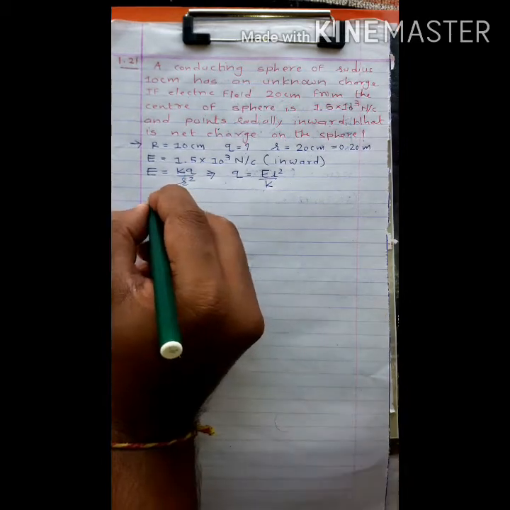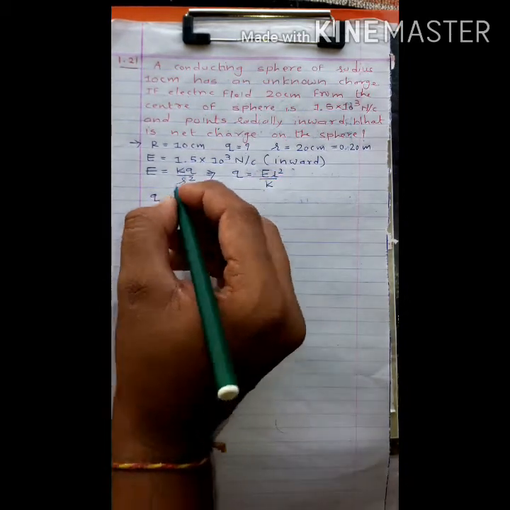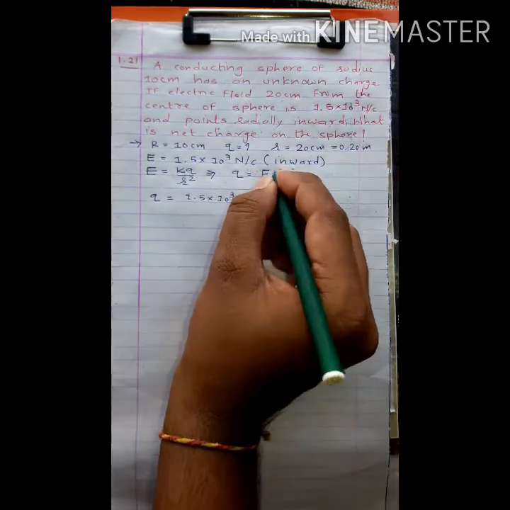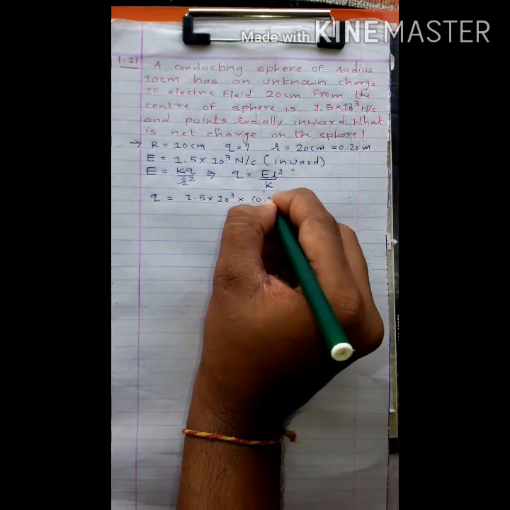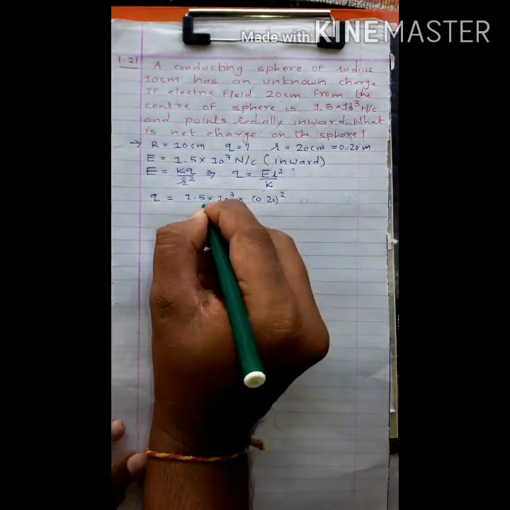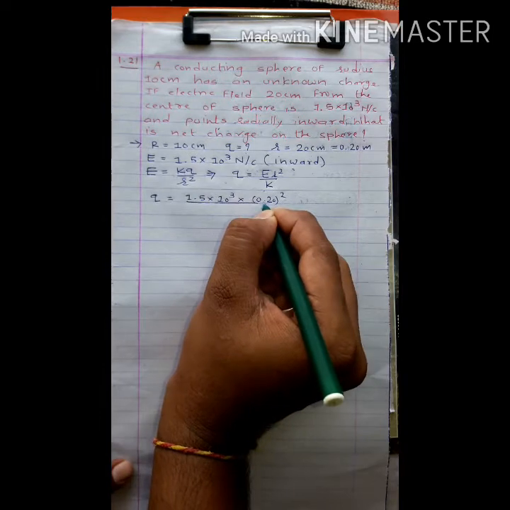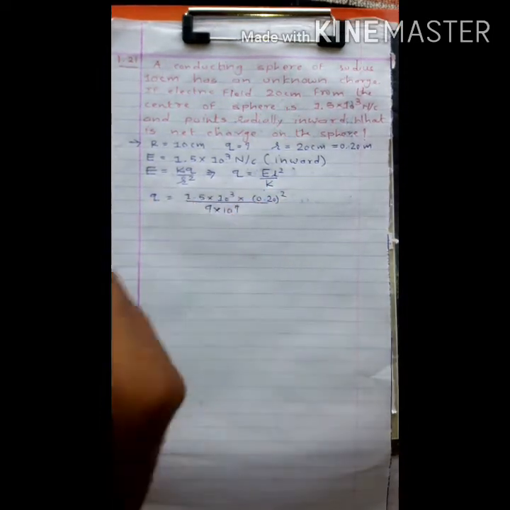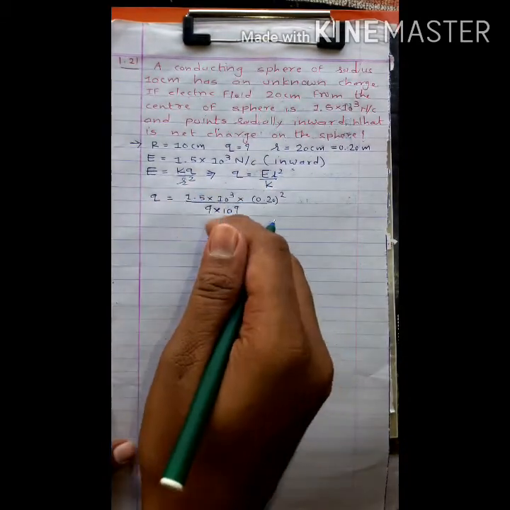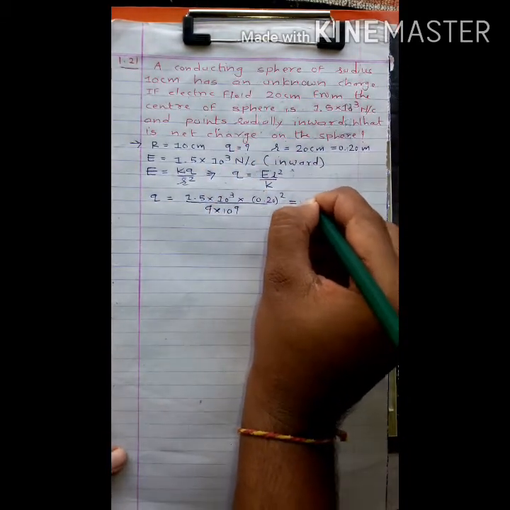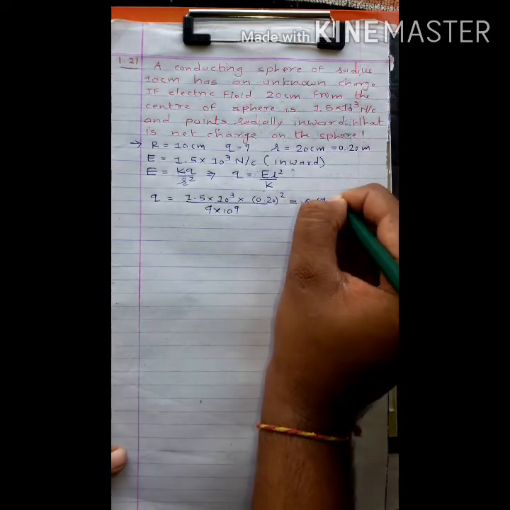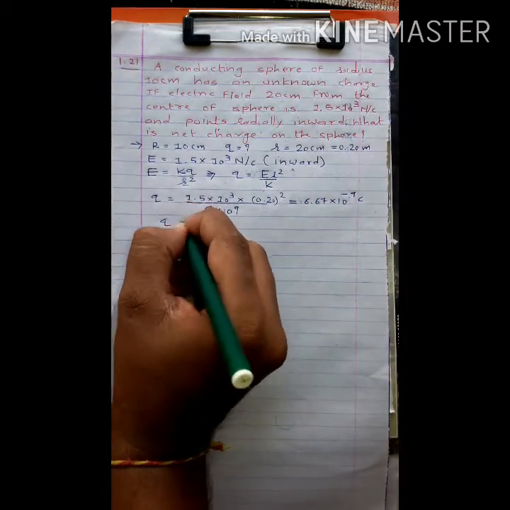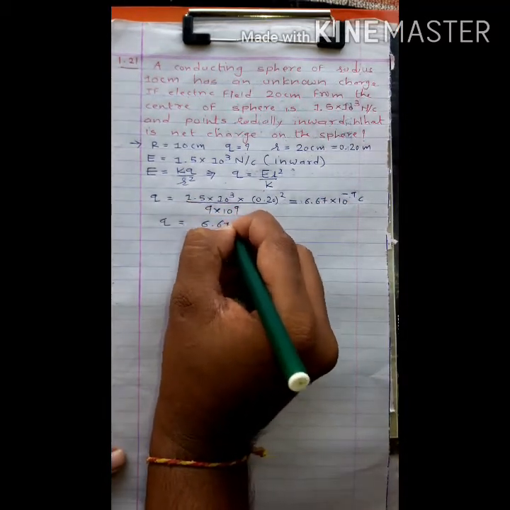Now substitute all quantities. E, the electric field, is given as 1.5 into 10 to the power 3. Small r square means 0.20 whole square, divided by K. K means the Coulomb constant. Remember the value of the Coulomb constant, 9 into 10 to the power 9. Now find the solution of this value. Your answer is 6.67 into 10 raised to minus 9 coulomb, so charge Q is equal to 6.67 nanocoulomb.